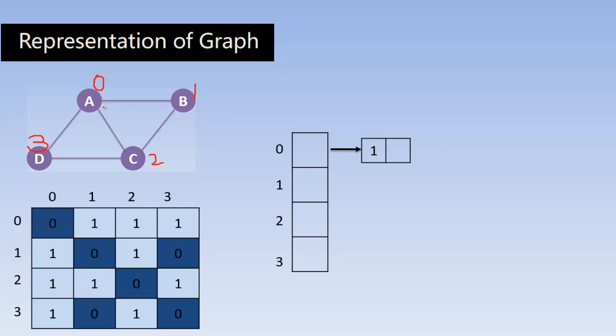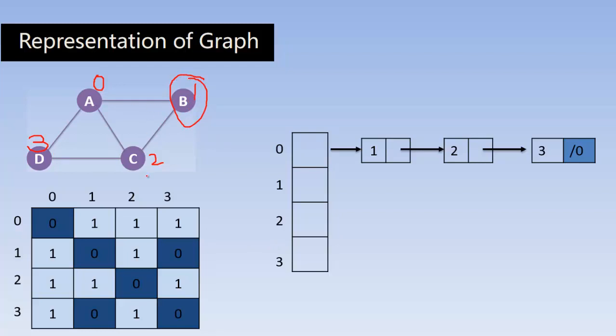There is an edge between 0 and 2. That is why we have put a link in the first node to the node 2. So the node 2 is connected to node 3 because there is an edge between 0 and 3, right? So when we consider the node 1, I mean the node B, there is an edge between A and B and C and B. So that is why 1 is connected to 0 and 2.